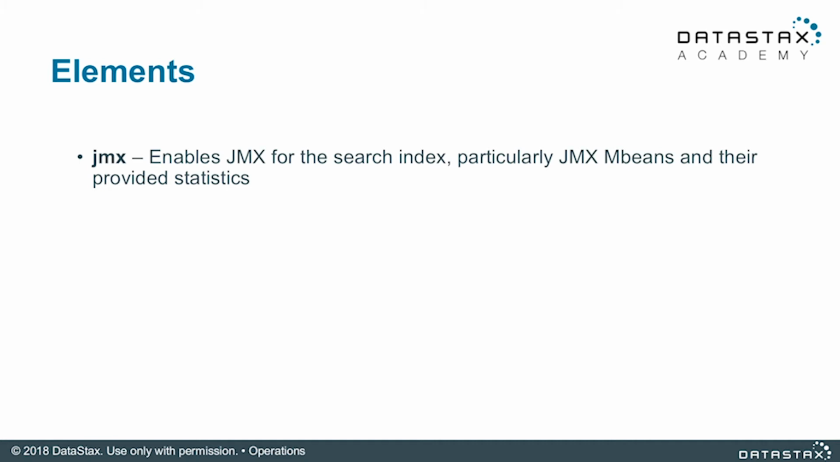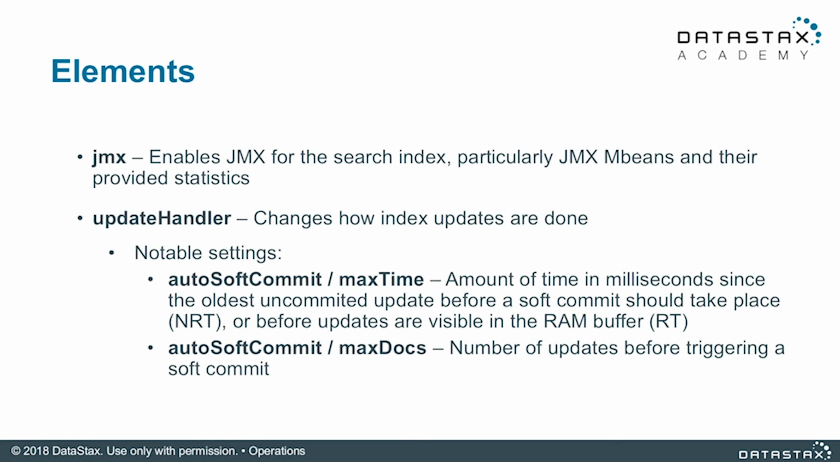The JMX element essentially enables the Java management extensions for the search index and makes available the JMX mbeans that allow users to pull statistics about how DSC search is running. The update handler defines how index updates are done and includes settings such as the auto soft commit max time and auto soft commit max docs, both of which can be adjusted to control how often soft commits will take place. If live indexing is enabled for the search index, only max time would be relevant and will instead determine how soon index updates become visible for reading.